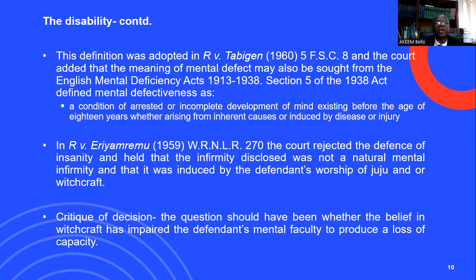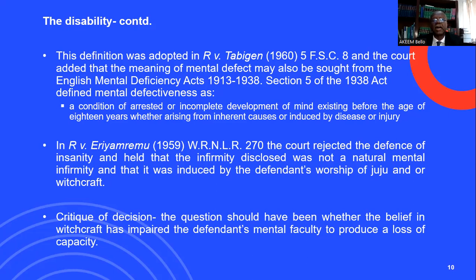The definition in Ara and Omoni was adopted in Ara and Tabige, and the court added that the meaning of mental defect may also be sought from the English Mental Deficiency Acts of 1913 to 1938. Section 5 of the 1938 Act defined mental defectiveness as a condition of arrested or incomplete development of mind existing before the age of 18 years, whether arising from inherent causes or induced by disease or injury.